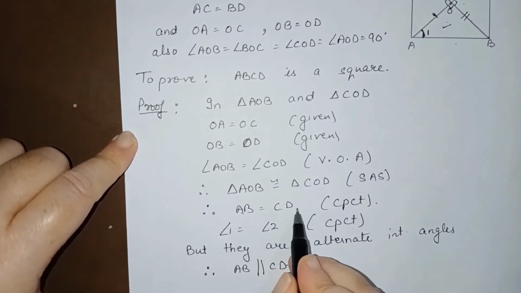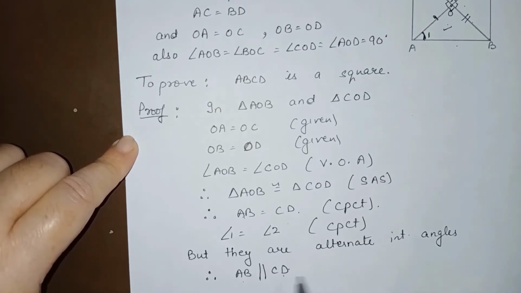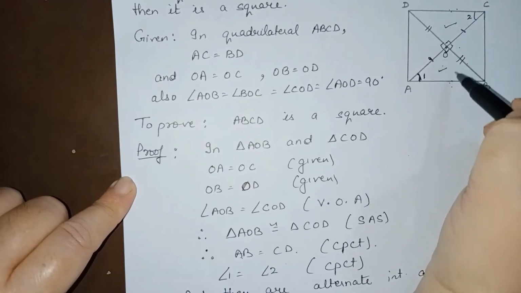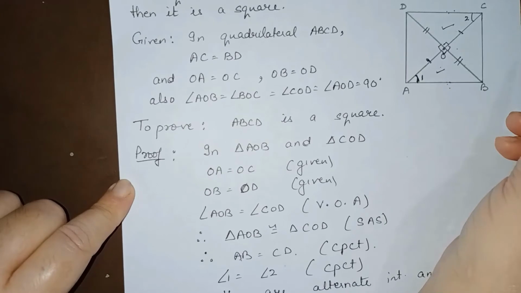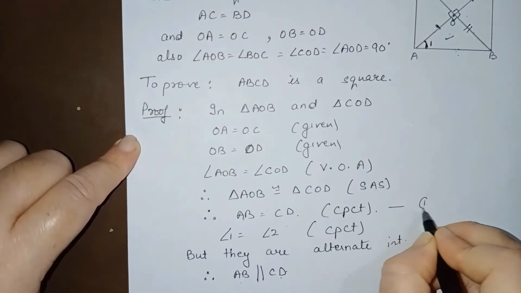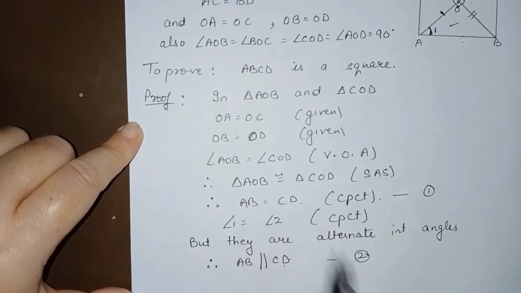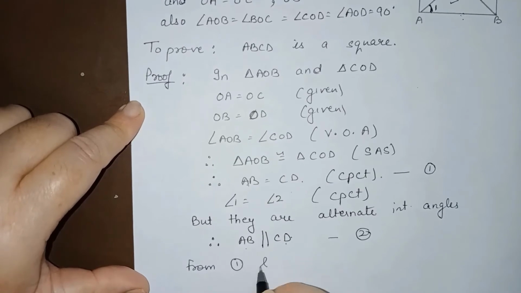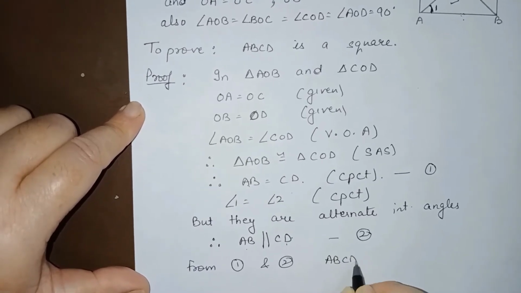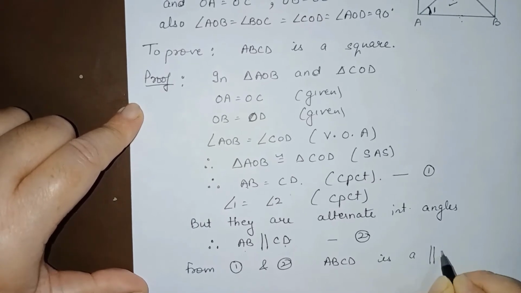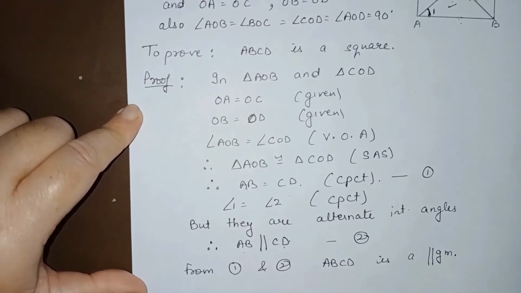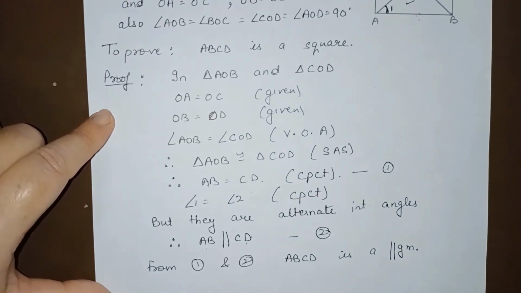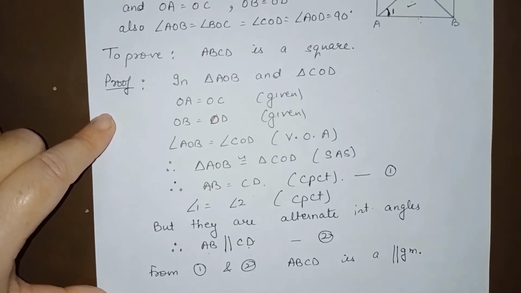Now see, AB is equal to CD, AB is parallel to CD, and we know that when in a quadrilateral, a pair of opposite sides is equal as well as parallel, it is a parallelogram. So we can write it like this from 1 and 2. From 1 we can say that they are equal, from 2 we can say that they are parallel. So from 1 and 2, ABCD is a parallelogram. Now first part is over. It is a parallelogram. Now we have to prove that it is a square.